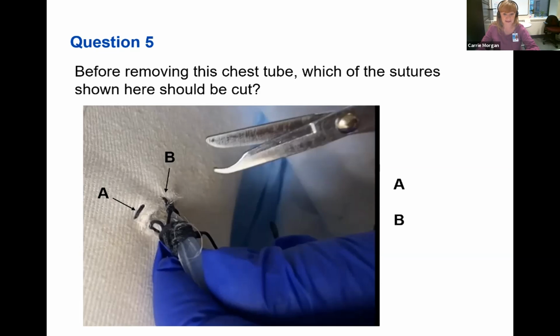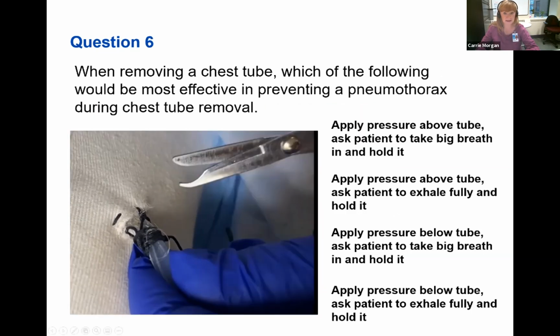That's basically looped through the skin and connected to the tube. That's the one that keeps the tube in place. Okay. And 78% got that. Perfect. When removing a chest tube, which of the following would be most effective in preventing a pneumothorax? Great.